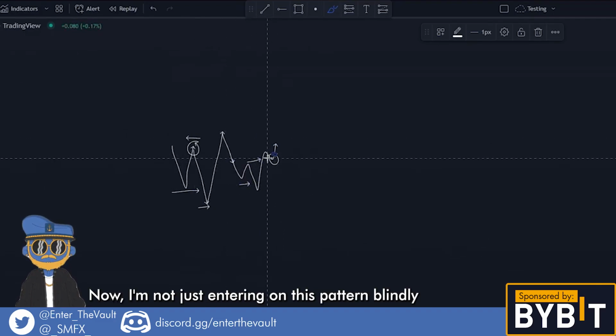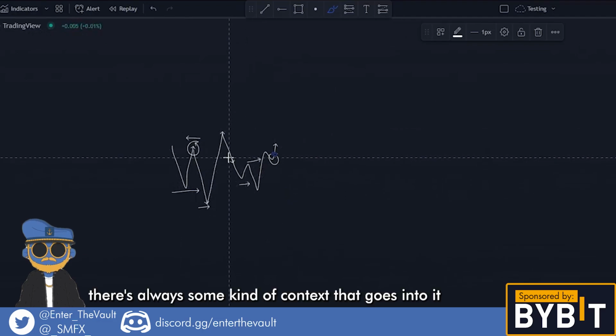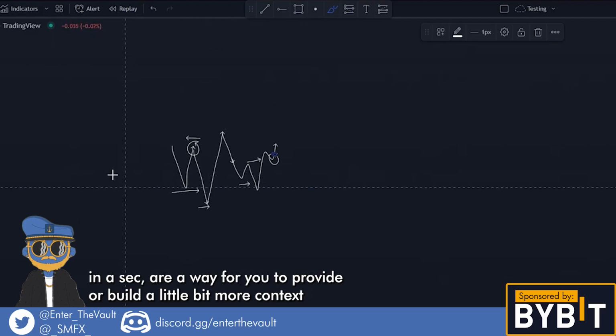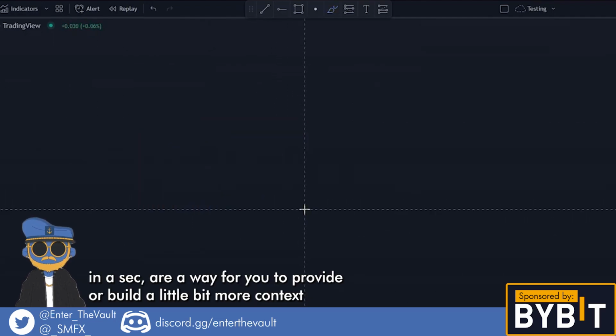Now, I'm not just entering on this pattern blindly. Before I do enter, there's always some kind of context that goes into it, okay? And the patterns that I'm going to go over in a sec are a way for you to provide or build a little bit more context.